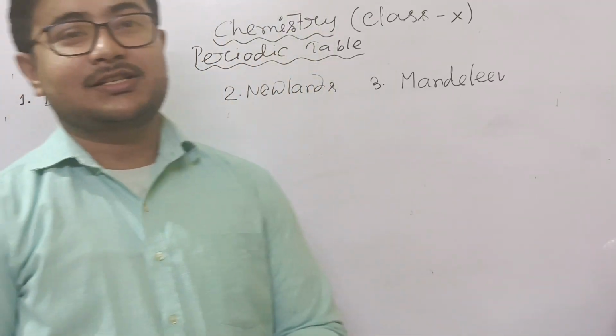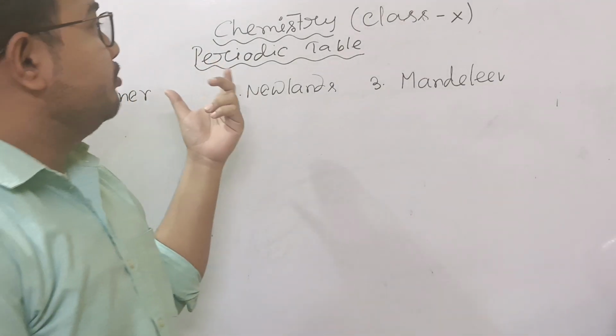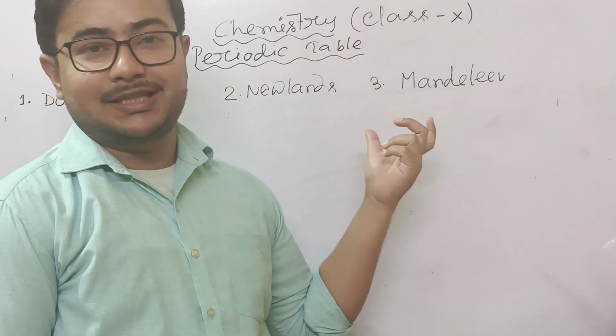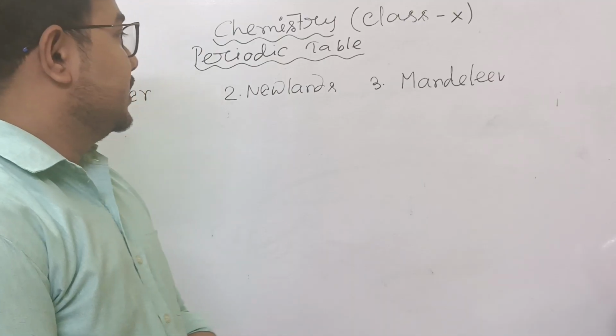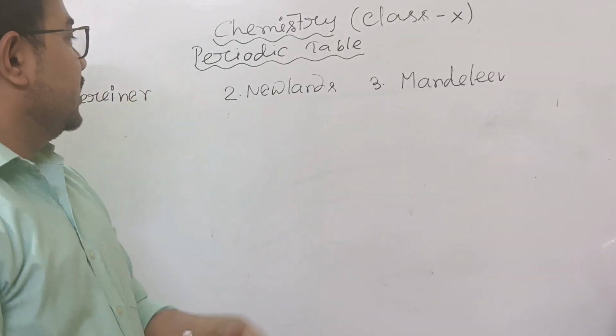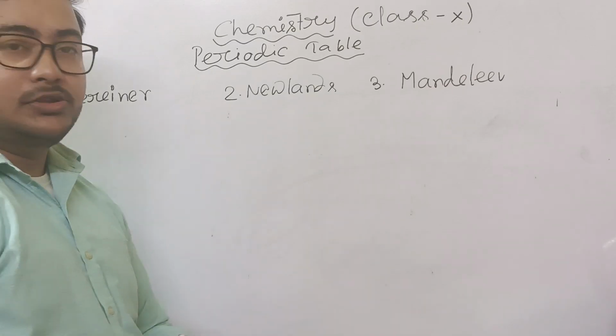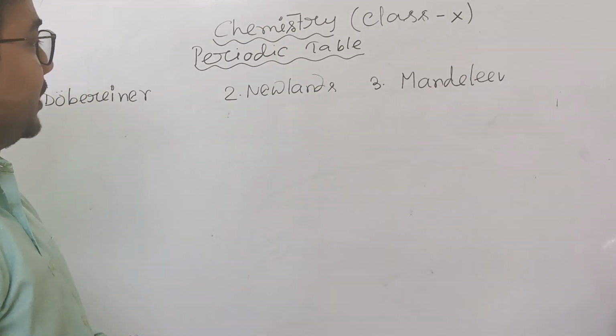Today I am going to discuss the first chapter of class 10 chemistry, periodic table, periodic properties and the variation of these properties. Today we have the first class, so we have to discuss the first 2 to 3 basic rules. So get ready with your copy and pen.